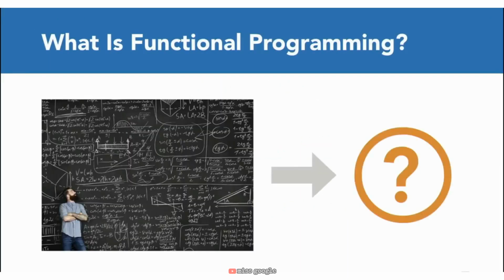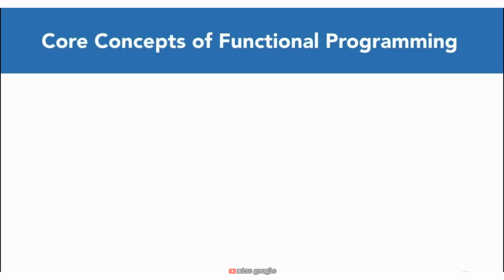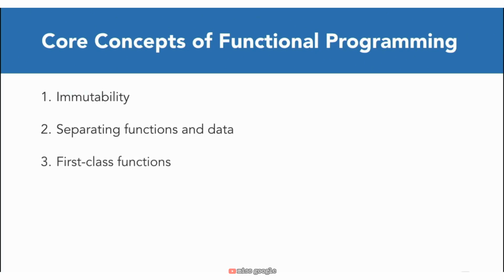So it's all very easy to say that functional programming brings the precision of mathematics into programming, but what does that mean exactly? Well, there are three main concepts behind functional programming which allow us to do just that. These concepts are 1. Immutability, 2. Separating functions and data, and 3. First-class functions. Over the course of the next few videos, I'll go into depth on what each of these concepts means, contrast it with how other paradigms do things, and explain its advantages.